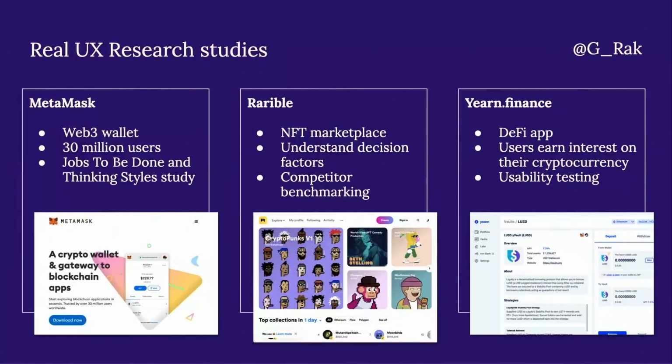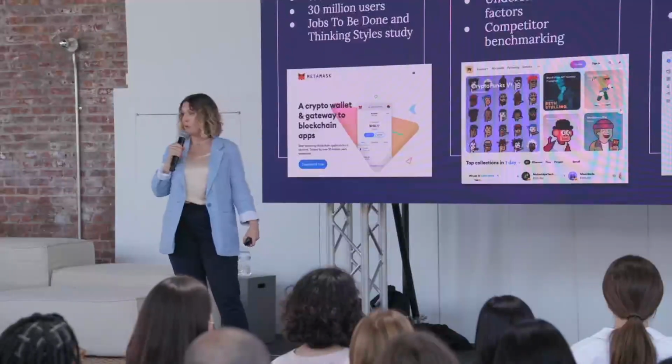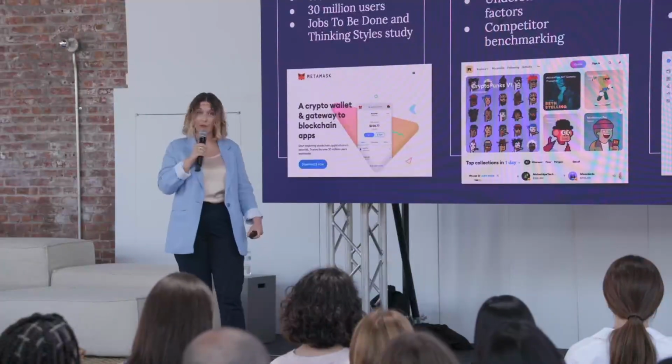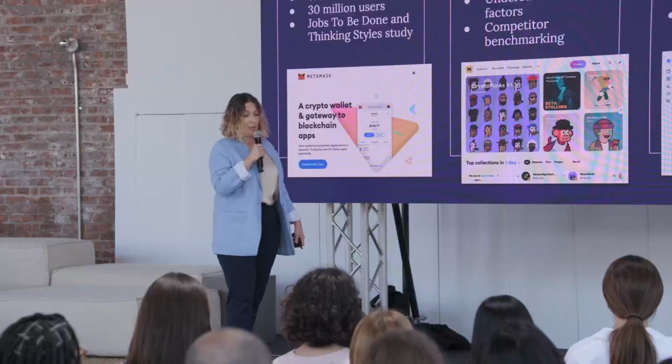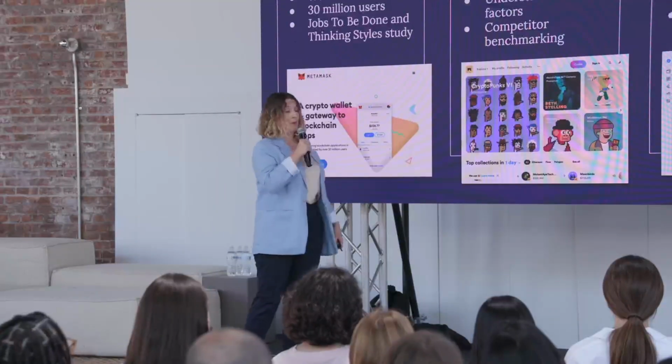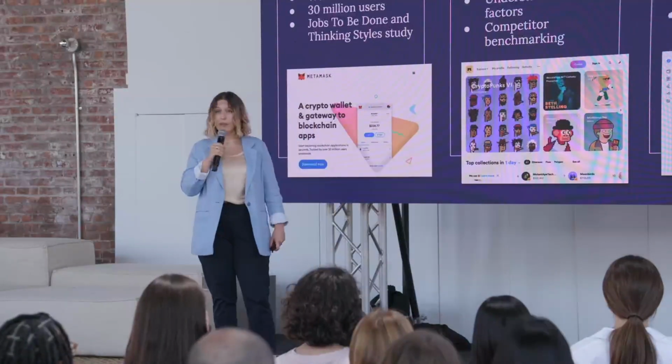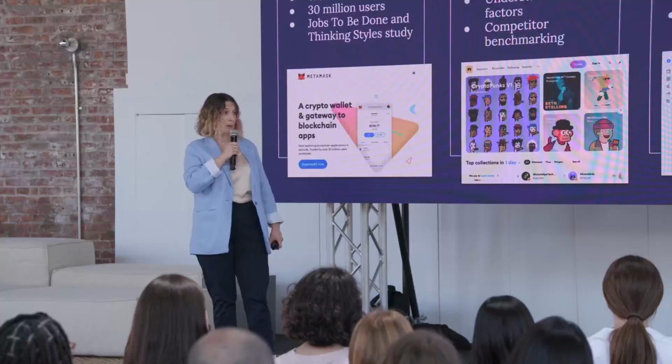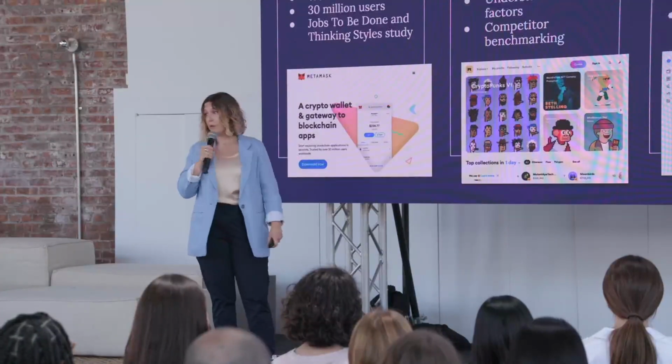So Yearn is a DeFi application. You can deposit your cryptocurrency and earn returns on it. Interestingly, this company is a DAO, a decentralized autonomous organization. So they operate as a very flat organization. And I was just asked to perform some usability testing for them to understand how the new designs that they've implemented improved the experience for users.